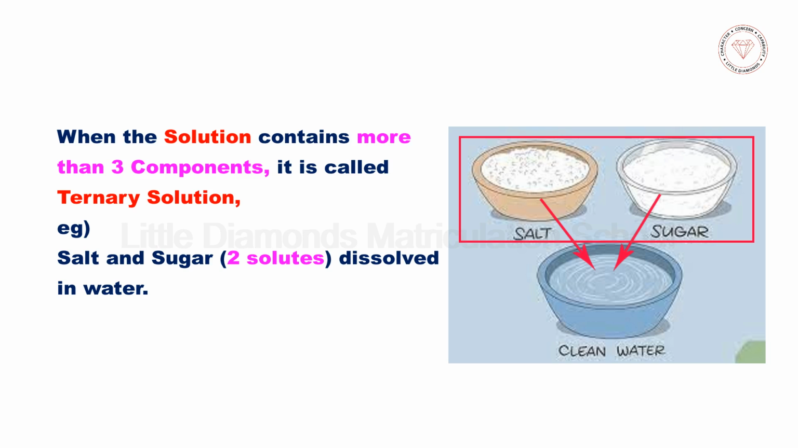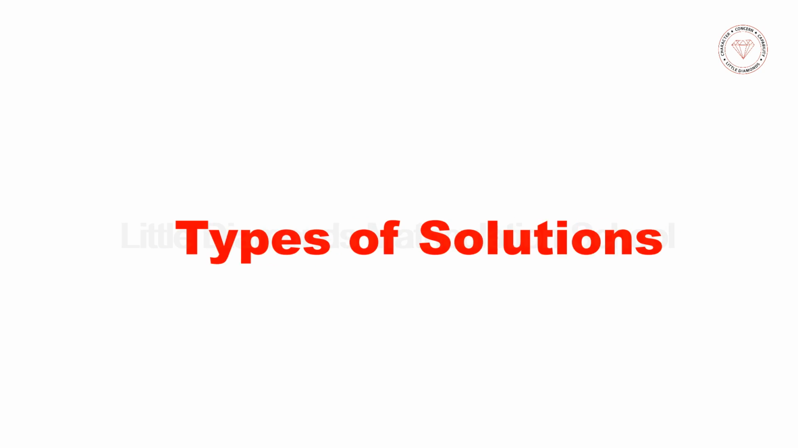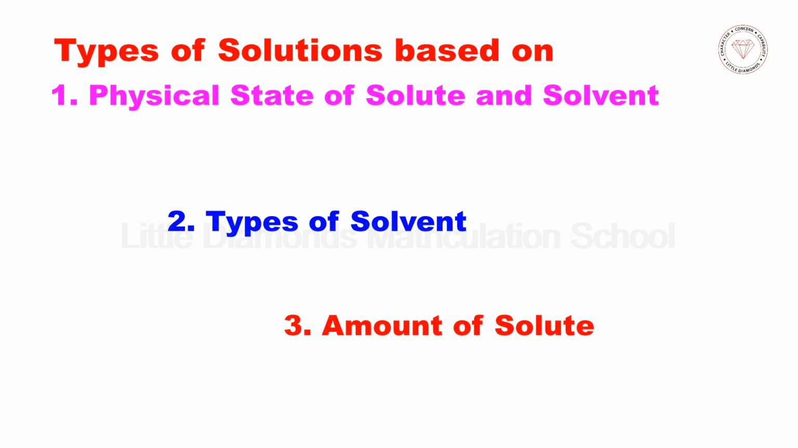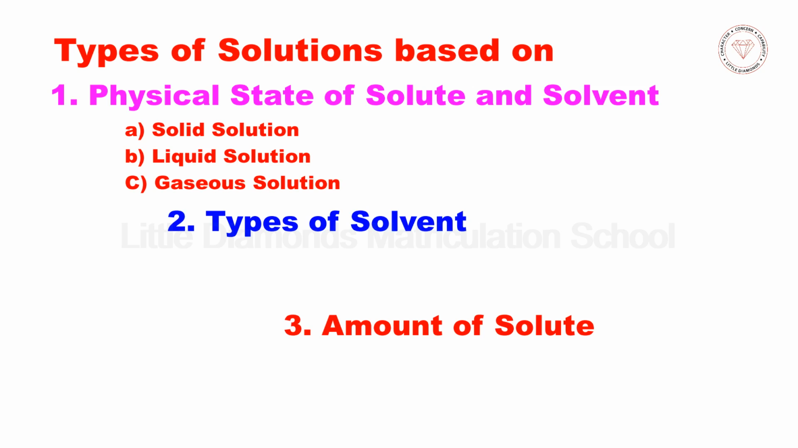Let us now see the different types of solutions. Solutions are classified into three based on number 1, the physical state of solute and solvent. Number 2, the type of solvent. Number 3, the amount of solute. Based on the physical state of solute and solvent, the solutions are classified into solid solution, liquid solution, and gaseous solution.